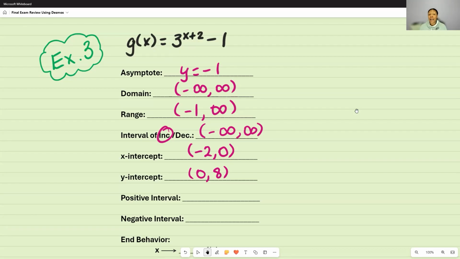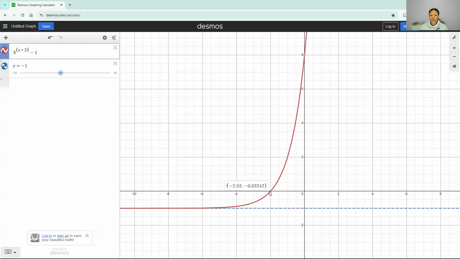I need to know my x-intercept because that's going to help me with my positive and my negative intervals. And I'm asking myself, where is my graph negative? Well, this time I have this horizontal asymptote. Does it affect anything? No. In this case, it doesn't, because remember, positive and negative means that that's my x value. So I'm not looking at y values.